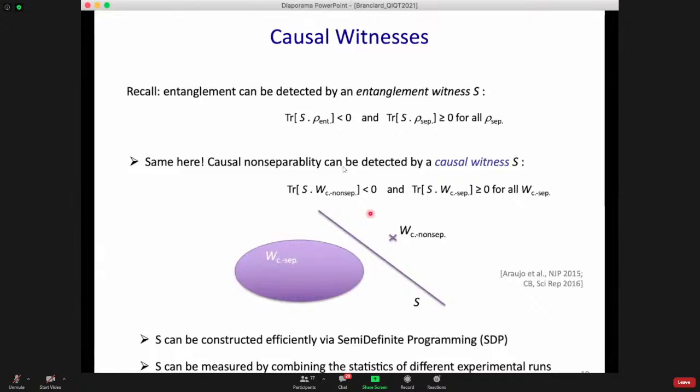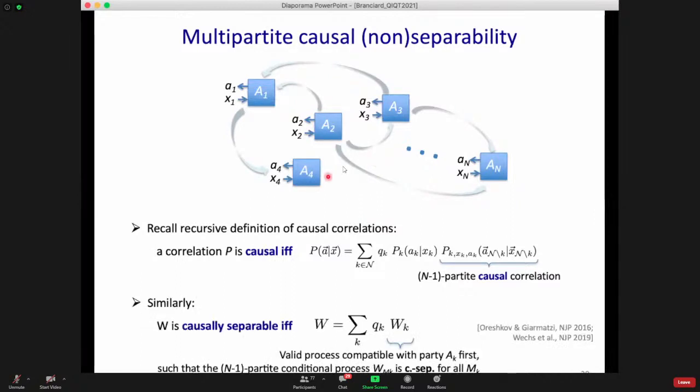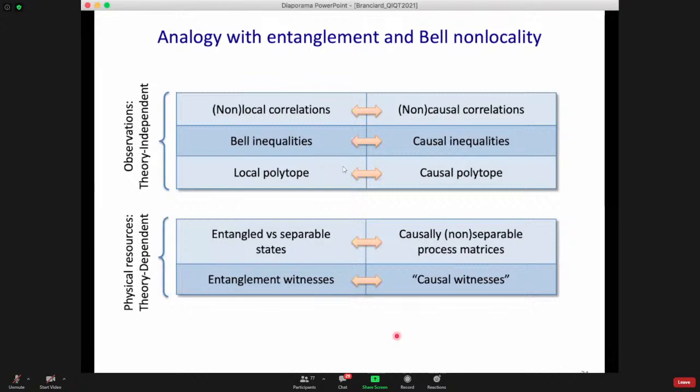Okay, I think I need to move quite quickly. I just wanted to say, okay, this can be generalized. This notion of causal non-separability can be generalized in the multipartite case in very much the same way as for causal correlation. So we also have a similar kind of recursive definition. There are some subtleties, but I will not have time to go into details.